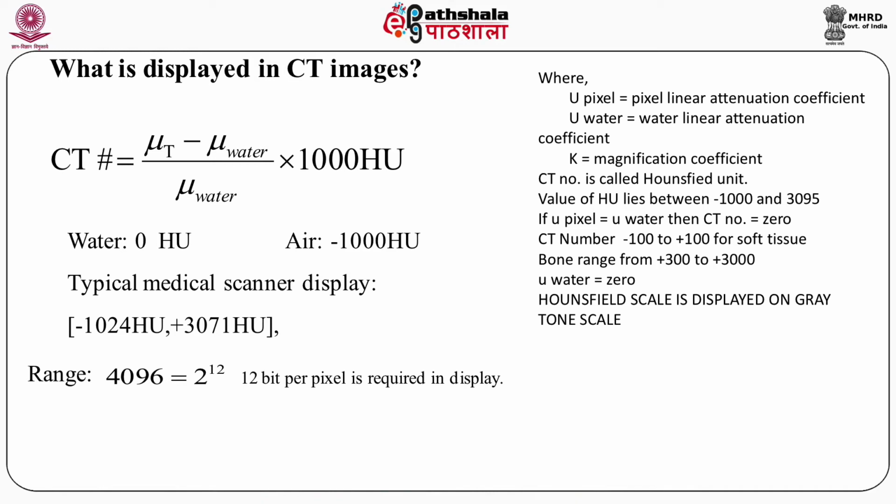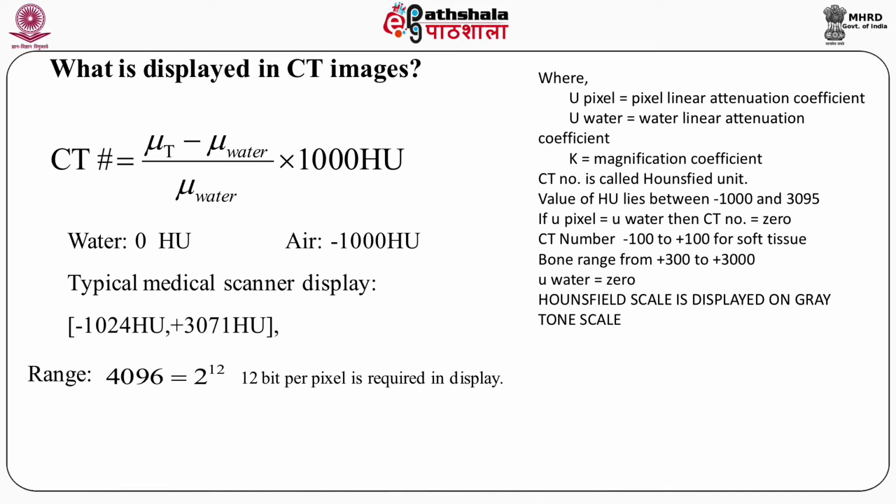Mu pixel is the linear attenuation coefficient of that pixel, mu water is the linear attenuation coefficient of water, and K is the magnification factor, which I told you is 1000 in this case. Then the CT number is called the Hounsfield unit. This Hounsfield unit is in the order of thousands, from minus thousands to plus somewhere around 3096. So if the mu of pixel is equal to the mu of water, then the CT number is 0.